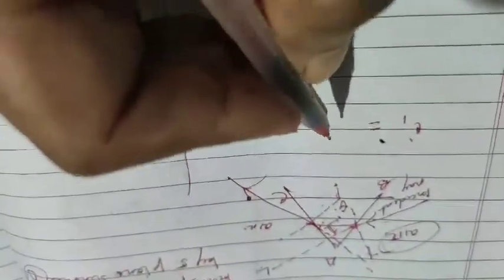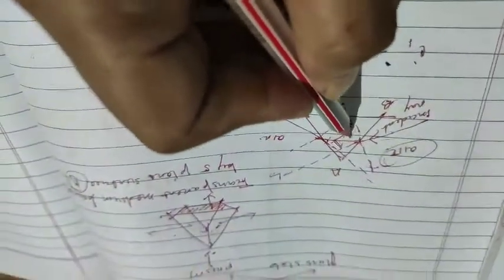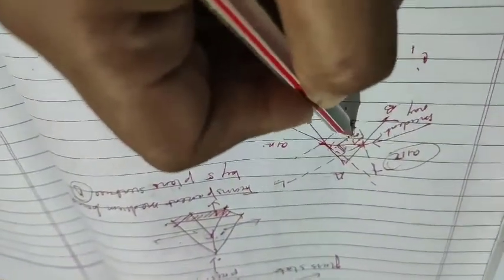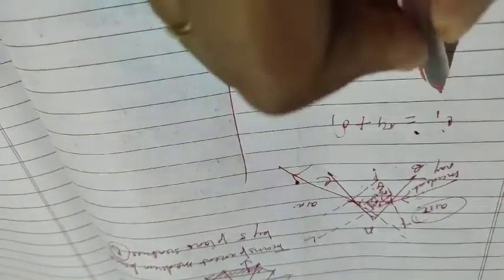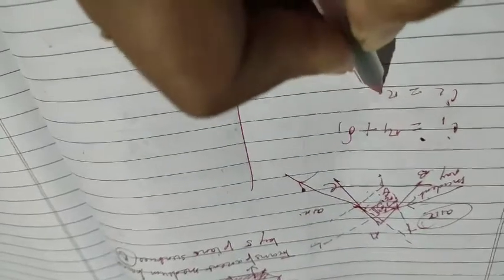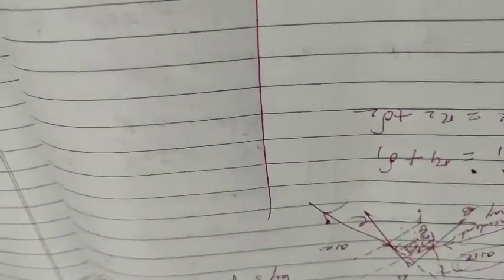Your I1 is how much? If you will see here, this is R1 and this is delta 1, right? So your I1 is R1 plus delta 1, I2 is R2 plus delta 2. I hope this much concept you are clear.